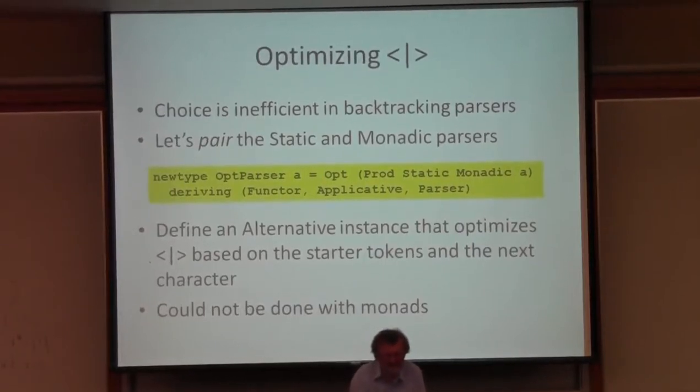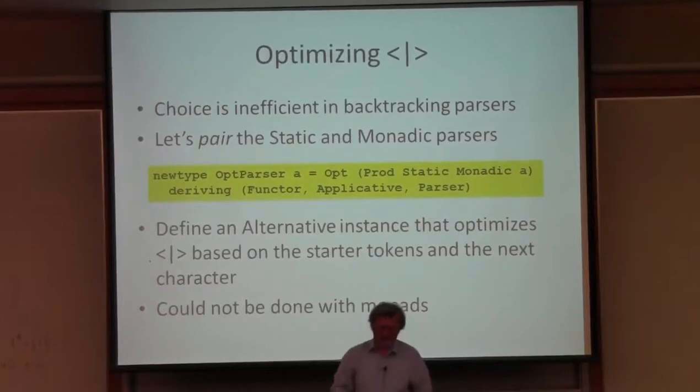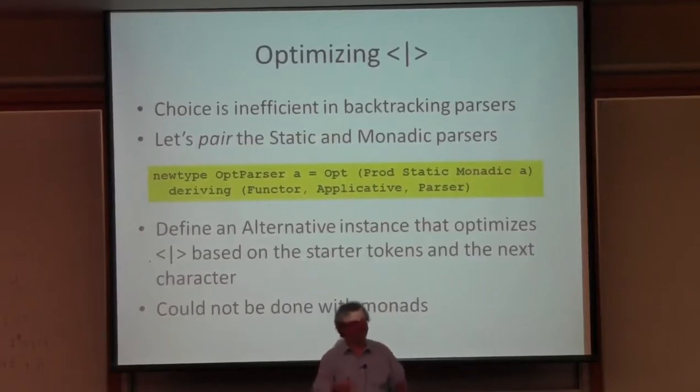Here you can see I've derived functor, applicative, and parser. But now I can write the alternative instance that looks at the next token and looks at the possible starter tokens and makes an optimized choice, discarding a parser that would not be used. I'm not going to show you the code for that because I want to show you something else. But I hope by now you've seen enough detail that you can envisage how that would be done. Now's when you say, yes, yes, it's easy. We see how to do that. Okay, well, somebody does.